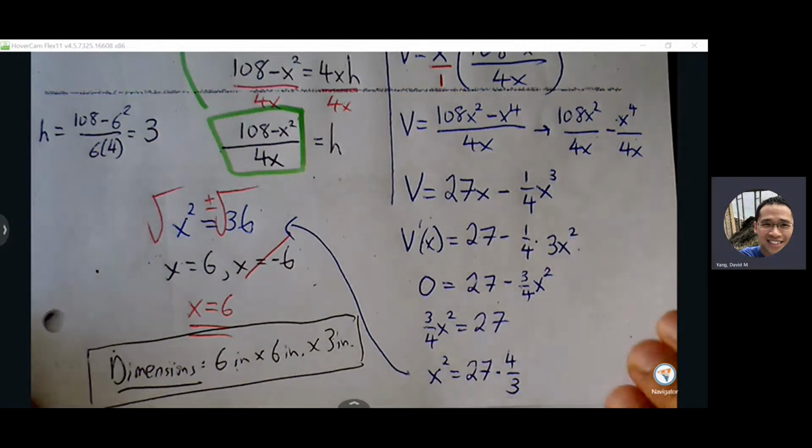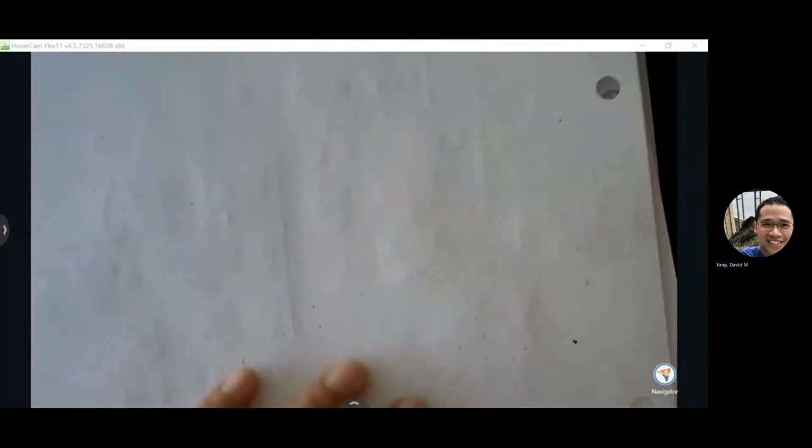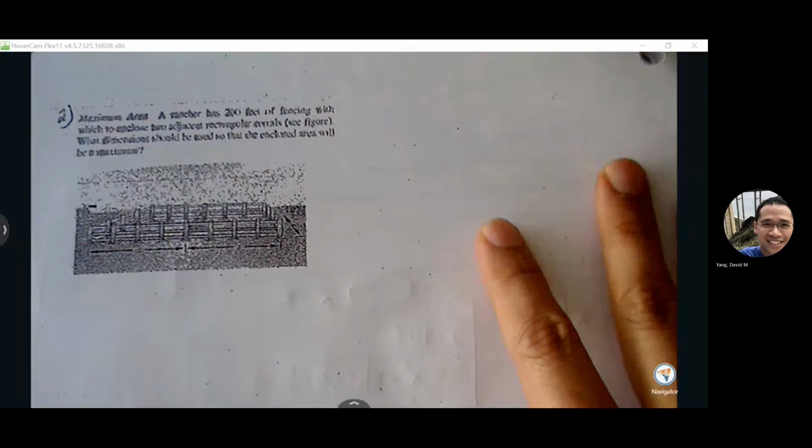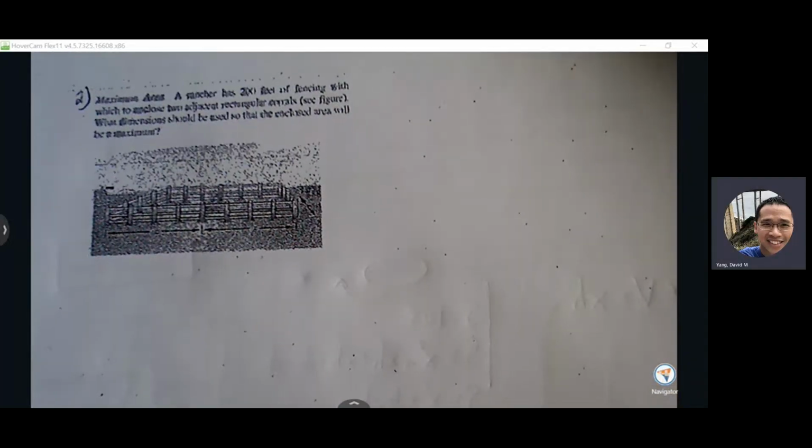Okay, a few minutes here. Let me see if I can squeeze in one more problem. This is number 10, page 10, number 2. Sorry about this problem. It's so grainy. So let me read it here.